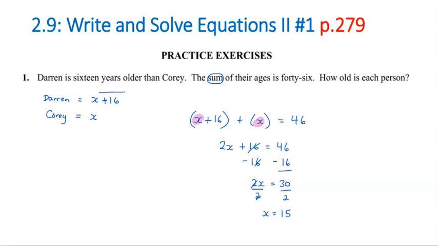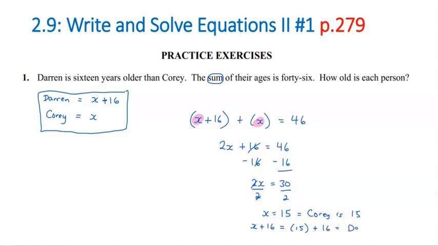We go back to our initial plan up at the top so that we can determine their ages easily. x is Corey, so Corey is 15, and x plus 16 is Darren. So we're going to take 15 plus 16, which is 31. So Darren is 31 years old. And to test this, we can add these two answers. 15 plus 31 does indeed make 46, so we know we have the correct solution.